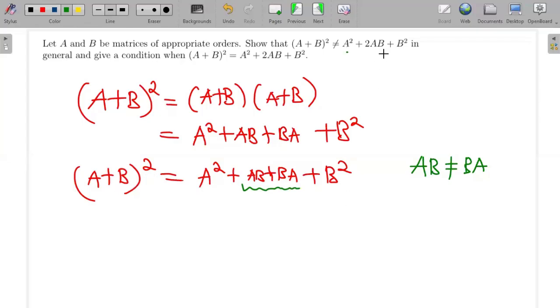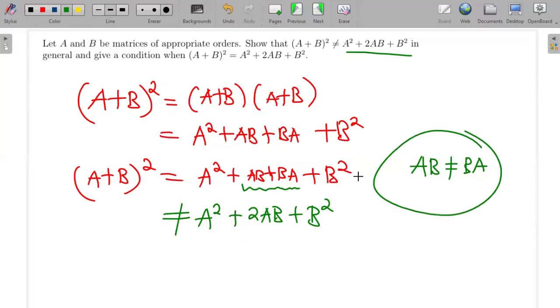Okay, and not the expression that they gave us there. So we can see that A plus B is equal to this, which is not equal to whatever they gave us there, which is A squared plus 2AB plus B squared. So we are going to say by this property that AB is not equal to BA, this A plus B squared is not equal to A squared plus 2AB plus B squared. So hence shown.